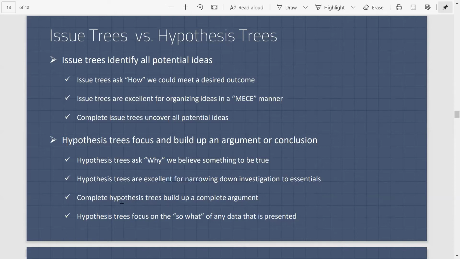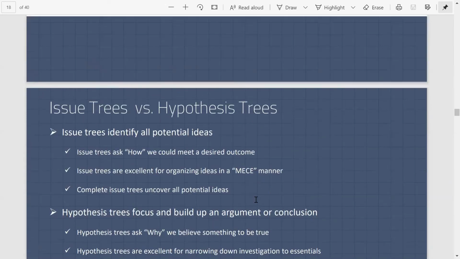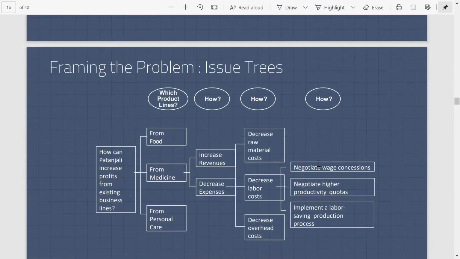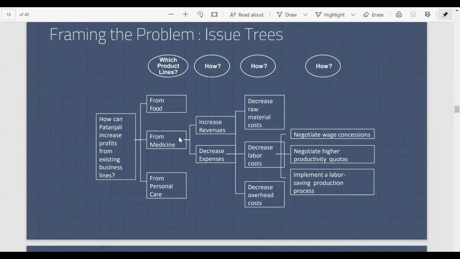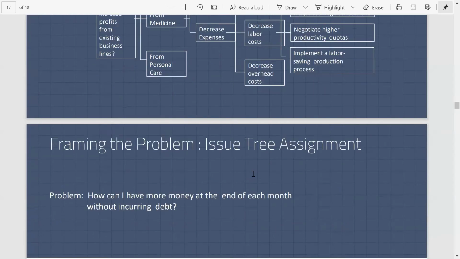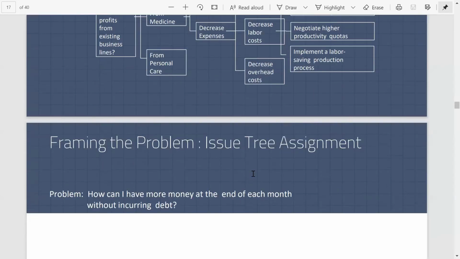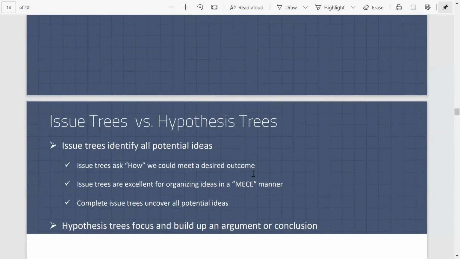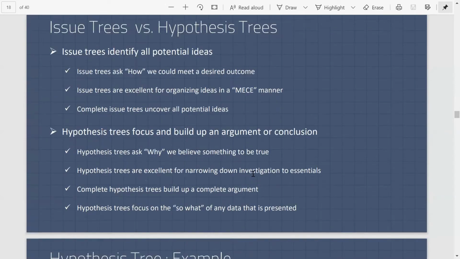And a hypothesis tree, when you complete it, builds up a complete argument. So how does it do that? Till now, we had come up with the example on how to increase the profit from existing business lines, and we came to a certain point. We said that we have all of these options, and among all of these options, now we are going to choose one and build up the argument for why this is the one that we need to take.